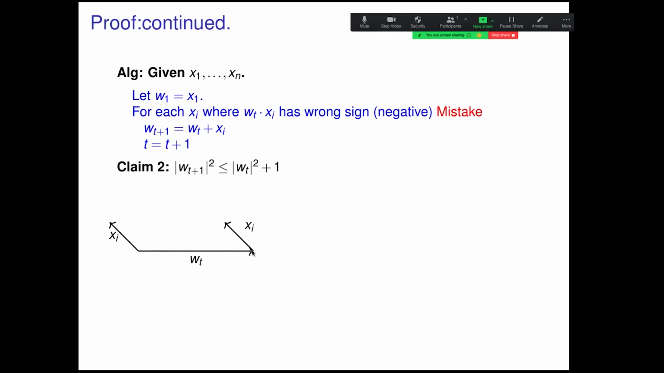What is WT? You know this head to tail vector addition? So that means you're going in this direction. So what is this angle? If this angle is obtuse, what is this angle? Acute, right? And this is WT plus 1, right? It's less than a right triangle. Does that make sense? Yeah.